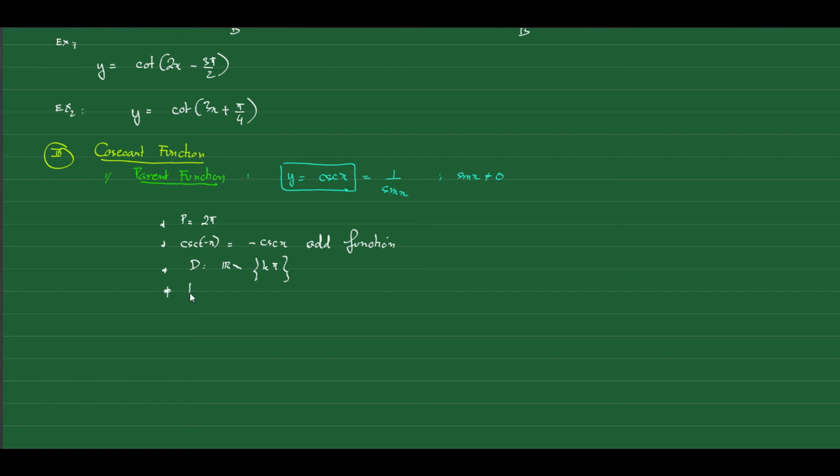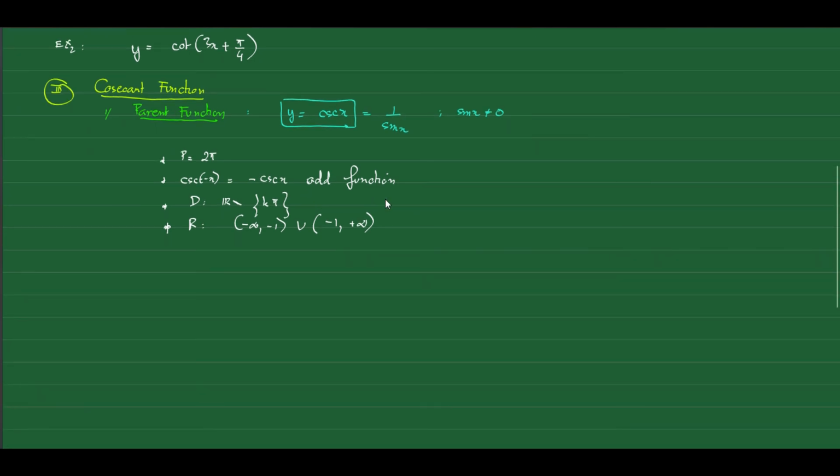The range will be different also. The range will go from negative infinity to negative 1, union 1 to positive infinity. It always starts from 1 up, and negative infinity to negative 1, and from 1 up, I'm sorry, so it's positive 1 right here.